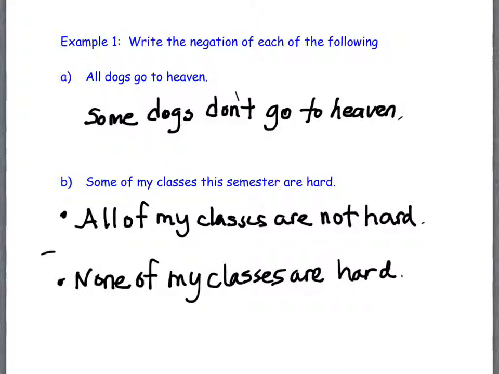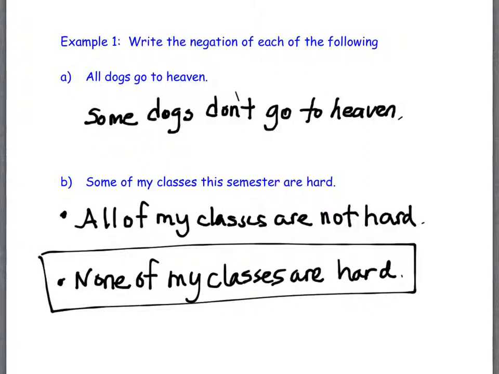So either one is correct. This one's a little bit more natural, but either would be okay. Maybe a dumb question. I know it's going to sound weird, but why do you say none of my classes are not hard? Because you're adding the none in place of the some, but then you also have to negate it. You have to negate something, but you've already negated it by using the word none. Okay, so it's negated and it replaces the some. Yeah, this one actually did both at the same time.